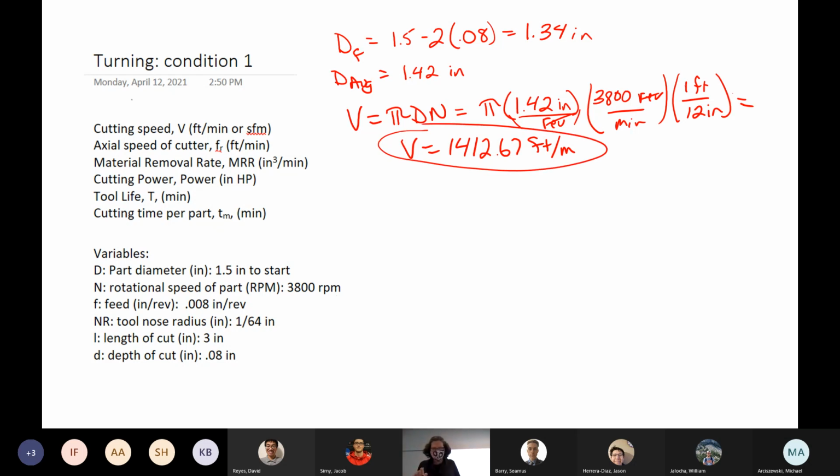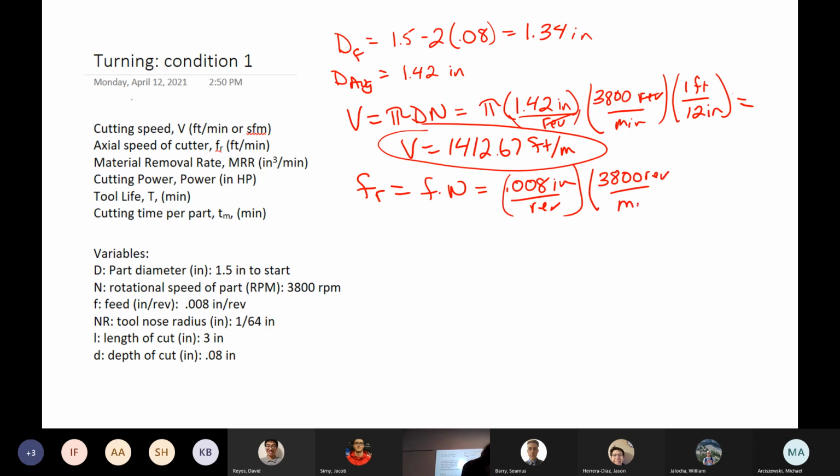So our next one, axial speed of the tool. That's F sub R, which is equal to f N, and again, we're looking at 0.008 inches per revolution multiplied by 3,800 revolutions per minute. Here's the 30.4 inches per minute.